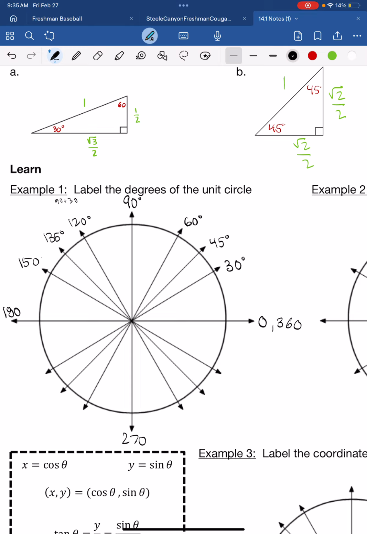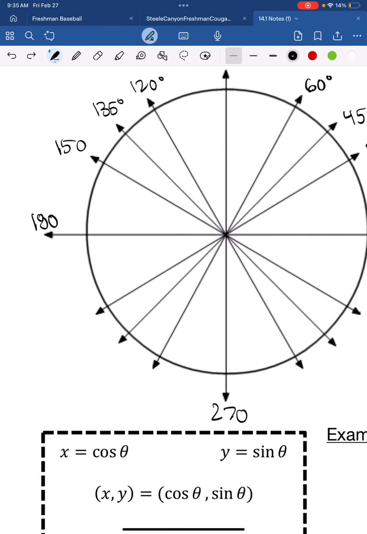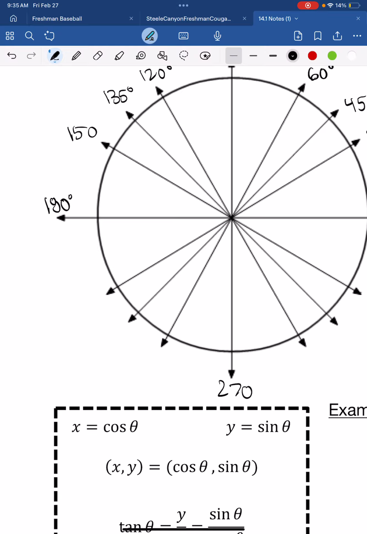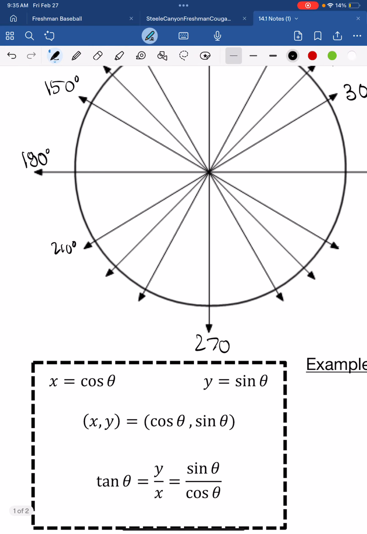Okay, and so that's how we're going to get those measures right there, and we'll talk a little bit later about how this creates a reference angle right here, right? So our reference angle from 180 to 150 would be 30, and we've talked about that in the past, okay? As we continue on, you can just add 30 to 180 degrees, and that'll give us 210. After that, you do 180 plus 45, that gets you 225 degrees. And then the last one in this quadrant, 180 plus 60, will get you to 240 right there.